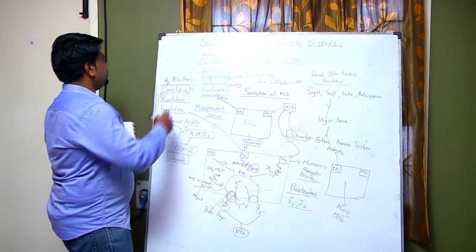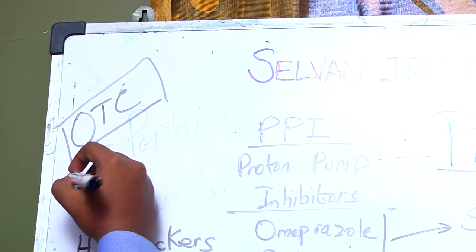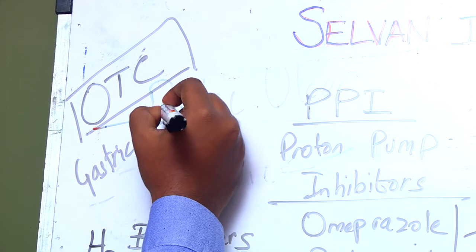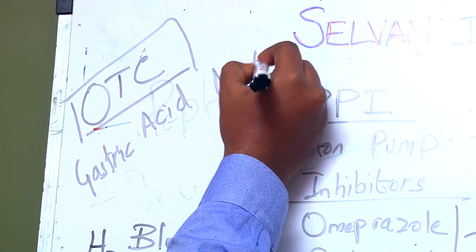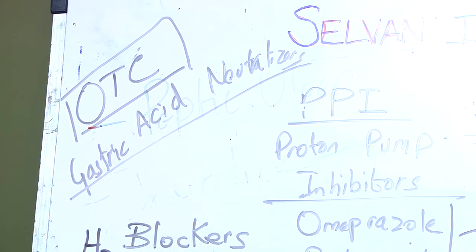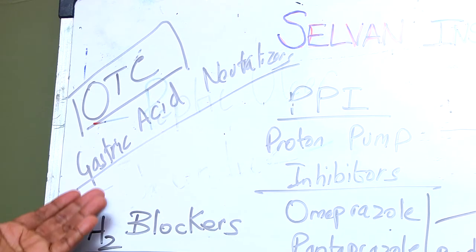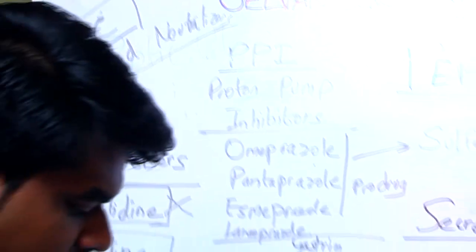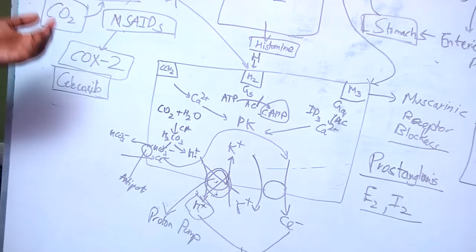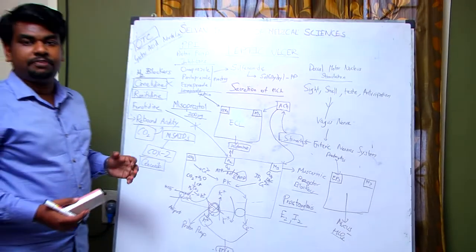So what we can do, which is present as an OTC, is your gastric acid neutralizers. So what are gastric acid neutralizers? Something called Digene, which has been in the market for a long period of time. By this, what we are trying to do is buffer the HCl which is secreted by the parietal cell. By buffering this, we are trying to reduce the symptoms, but these gastric acid neutralizers are not a complete cure for peptic ulcer as such.